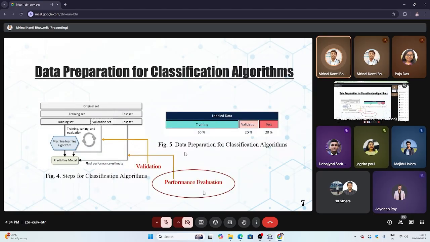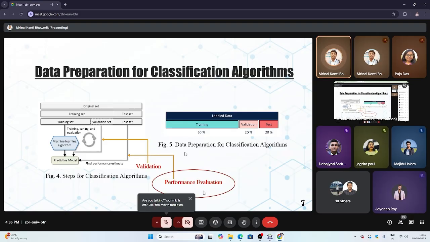So we have learned about various classification algorithms and segmentation algorithms. How will we measure the performance of these algorithms? One of the major tasks is data preparation. Suppose we have the whole data set. We first divide the data set into a training set and a testing set. The testing set is kept totally unknown from the training part. And in the training set, we further divide it into a training set and a validation set.